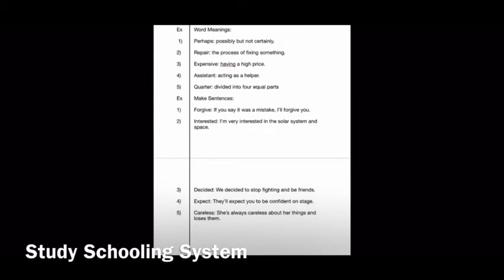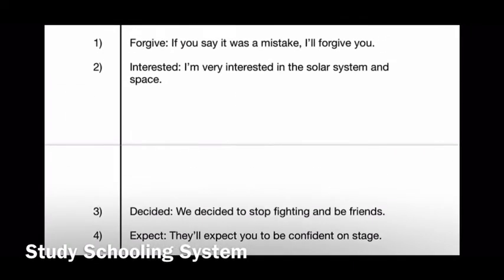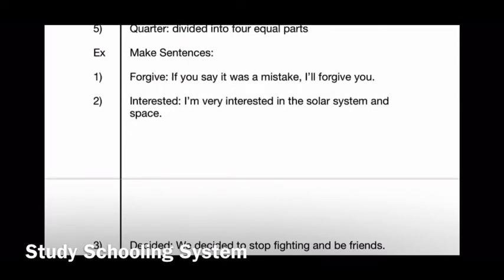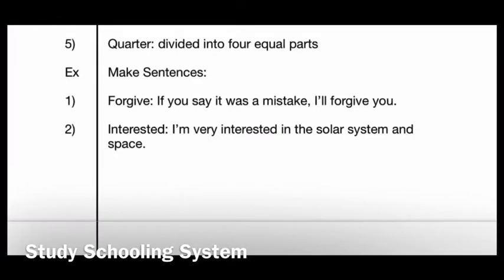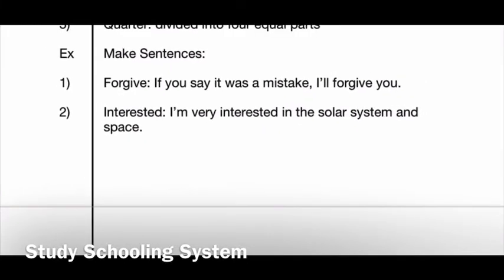After word meanings, we have exercise make sentences. We have 5 words and you will make sentences of these. I have only given ideas here. You do not have to copy it. आप खुद भी sentences बना सकते हैं. You do not have to copy mine, okay? Number 1 is forgive. I have written, if you say it was a mistake, I'll forgive you. Forgive means किसी को माफ़ कर देना, right?